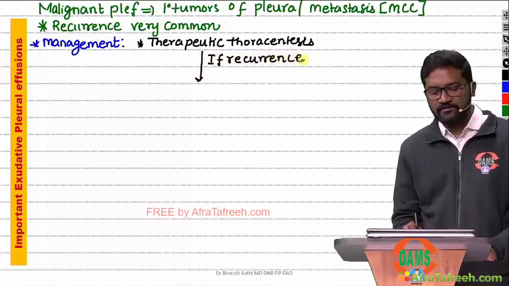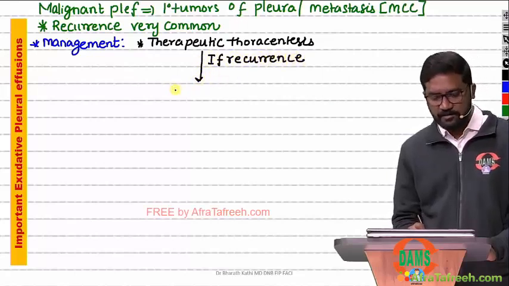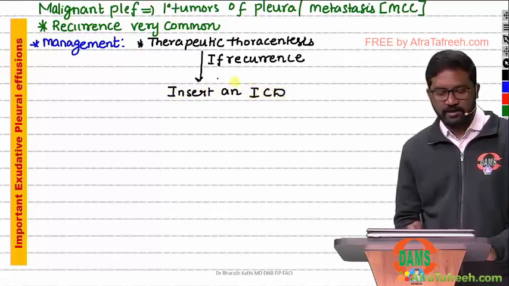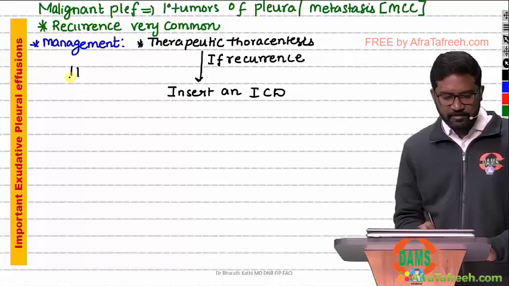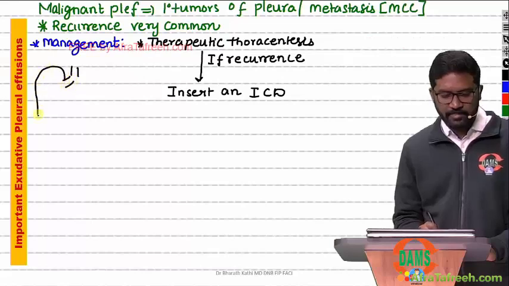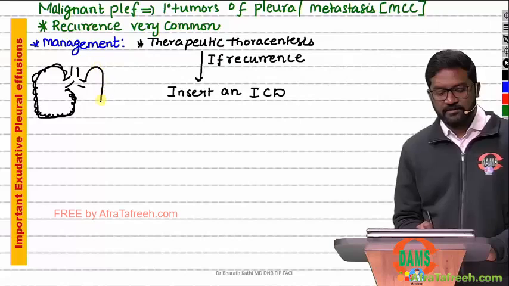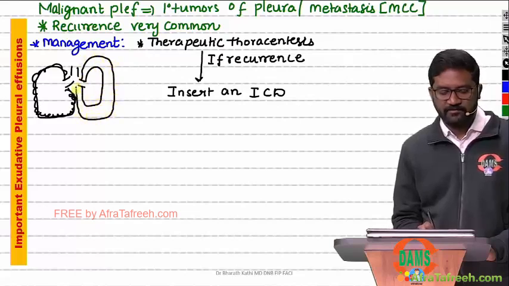Now if there is recurrence, what is the traditional method? Traditional method is one has to insert an intercostal drain. Now say for example, this is the healthy lung. Around that you are having the pleural membrane. This is the diseased lung. Because of the disease there is development of malignant pleural effusion.